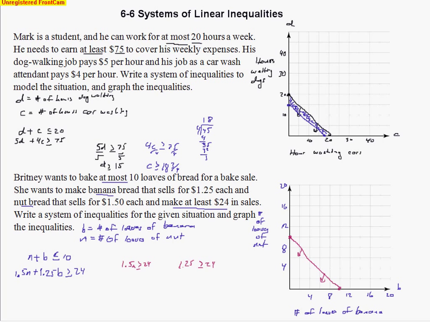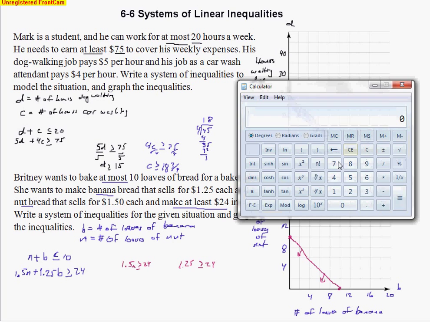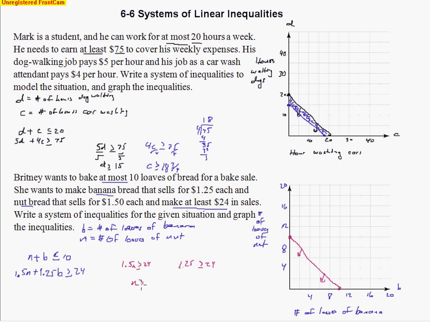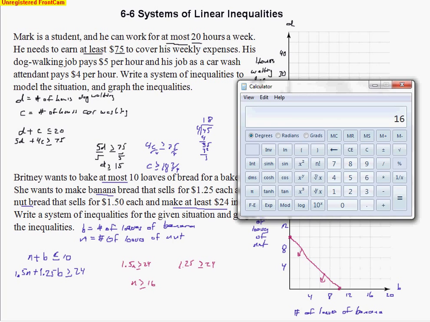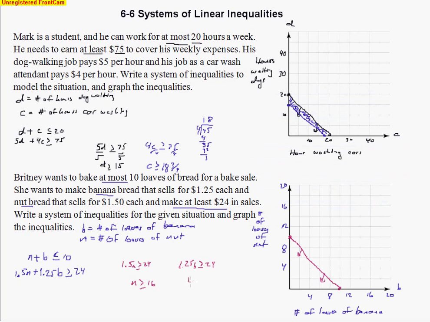So let's go ahead and pull up the calculator here, and we'll do 24 divided by the 1.5 first, and that's going to give us 16. So N is greater than or equal to 16, and then we'll do the same thing. We'll do 24 divided by 1.25, and that gives us 19.2. So this was B here. So B is greater than or equal to 19.2. So now we're ready to go ahead and plot some of those points.